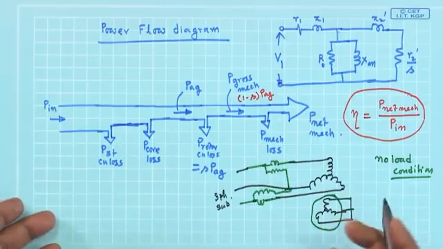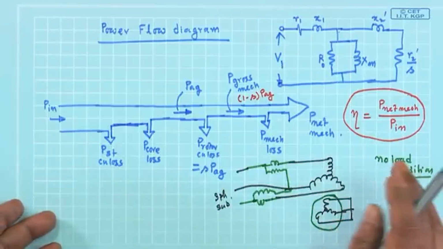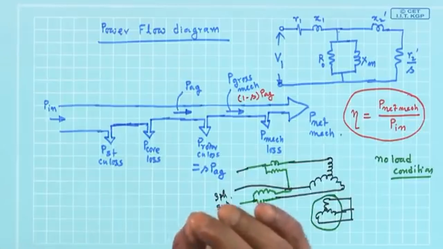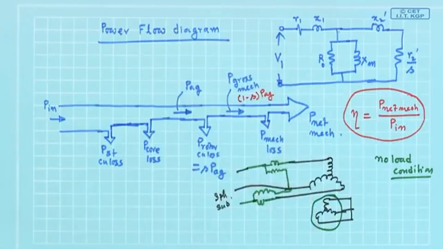Here is an experiment. I am running the machine under no load condition, which means there is no opposing mechanical torque. Is it true there is no opposing mechanical torque? Not really. A little bit of opposing frictional mechanical torque is present.